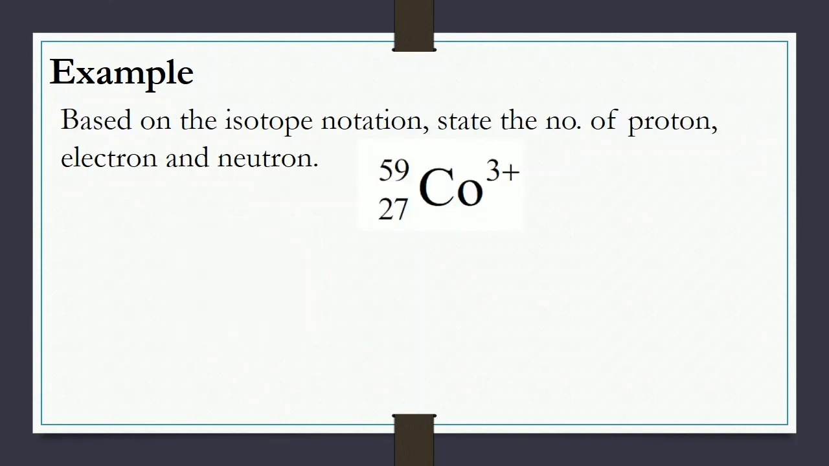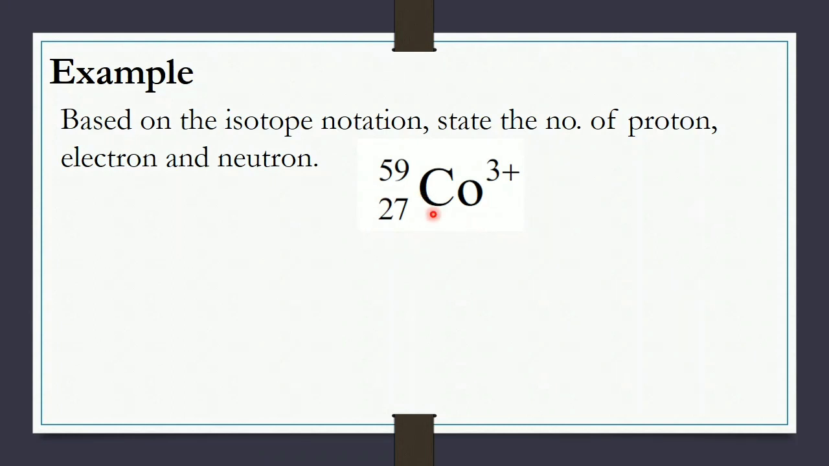Let's look at the next example question. Based on the isotope notation, state the number of protons, electrons and neutrons. So this isotope notation tells us that it is the cobalt element, and there's a 3+ at the symbol. This tells us that the cobalt atom has lost 3 electrons.